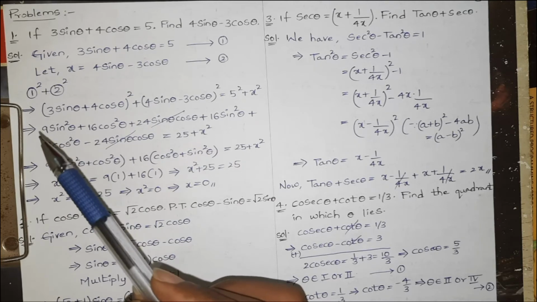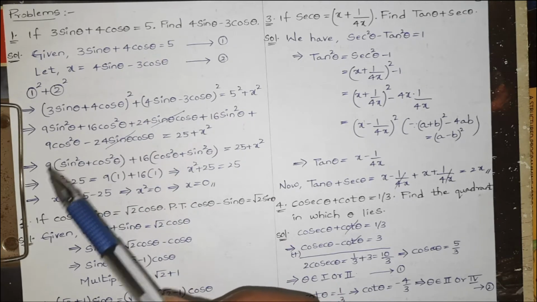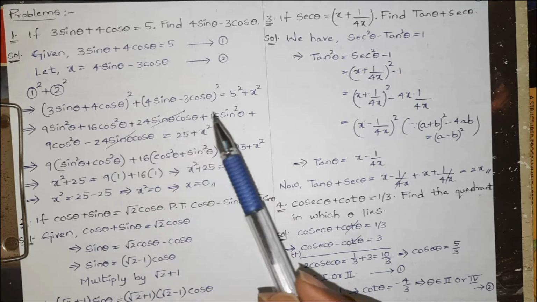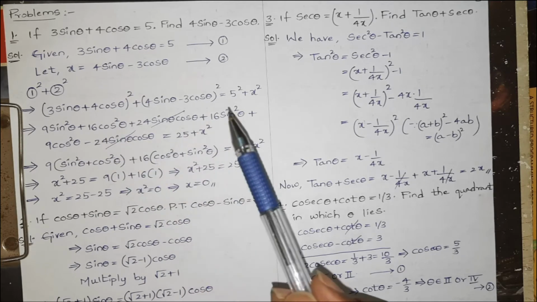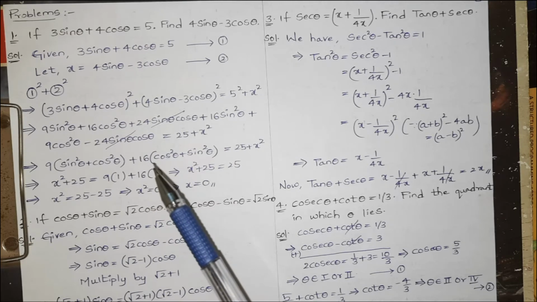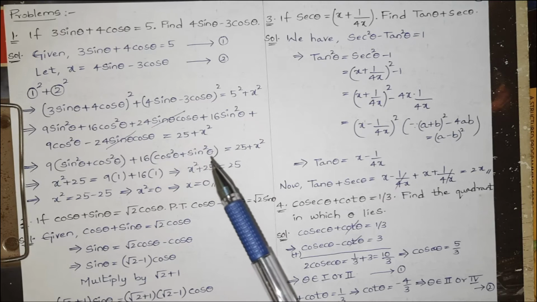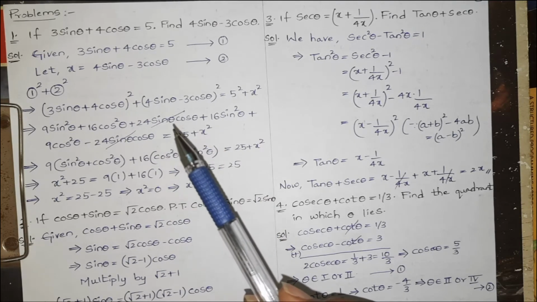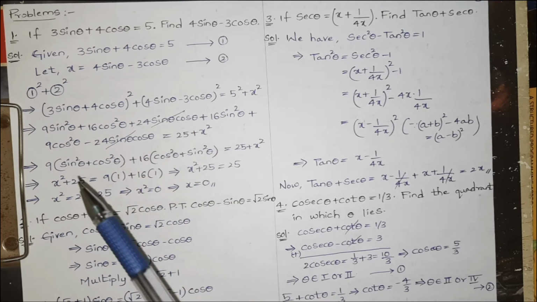In these terms we have 9 as common, so taking out 9 we'll get 9 into (sin square theta plus cos square theta), plus in the other terms we have 16 as common, so we get 16 into (cos square theta plus sin square theta), is equal to 25 plus x square. And plus 24 sin theta cos theta and minus 24 sin theta cos theta will cancel.